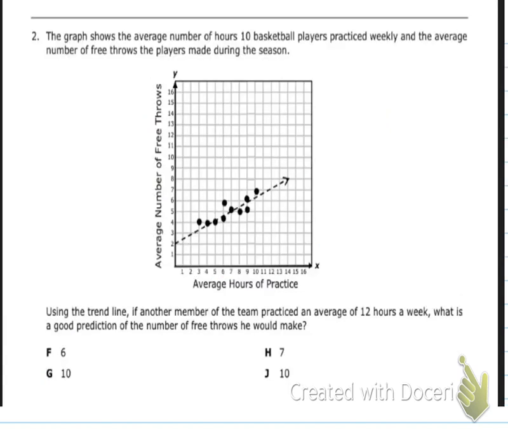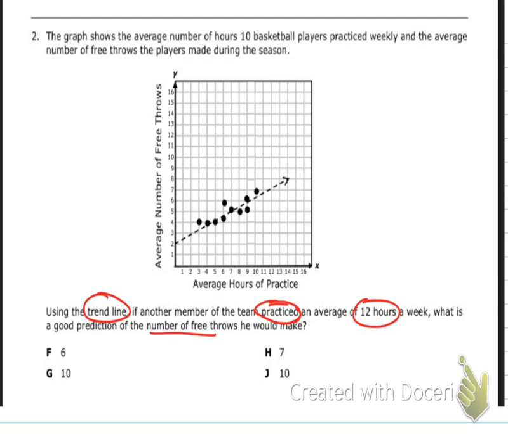All right. Question 2. So I want to put emphasis on the trend line. Using the trend line, a team member practiced 12 hours a week. So I want to make sure we understand 12 hours a week. That is my practice hours. The reason I'm putting emphasis on that is because I'm looking for the number of free throws.